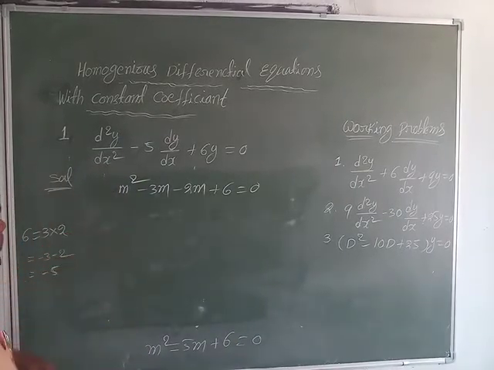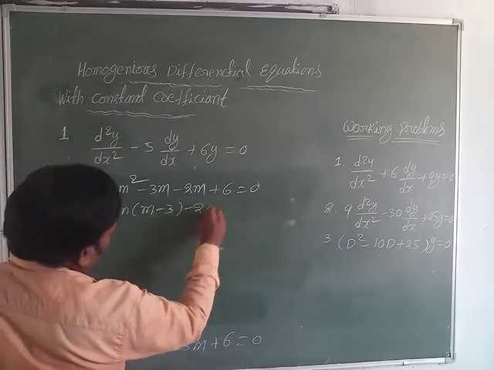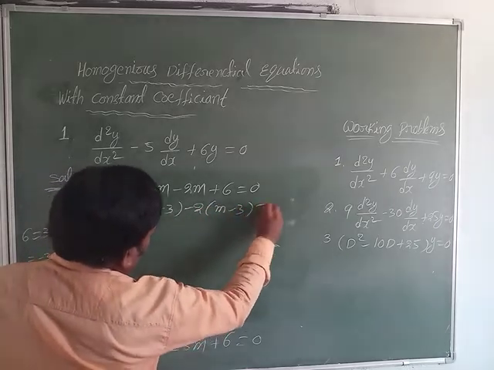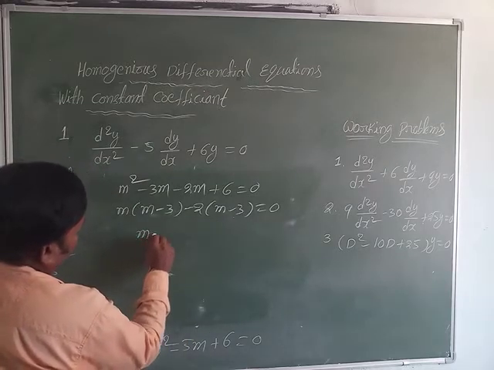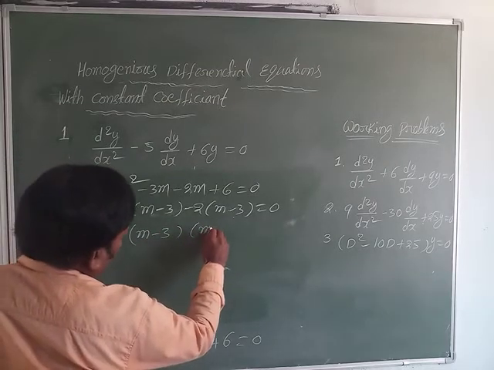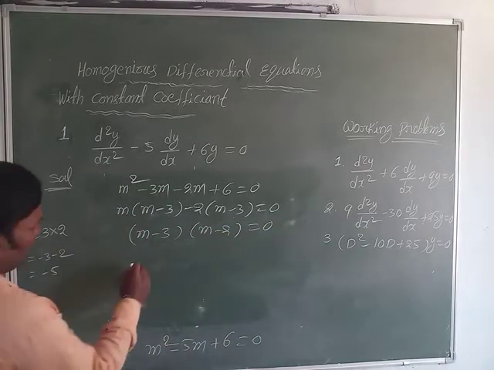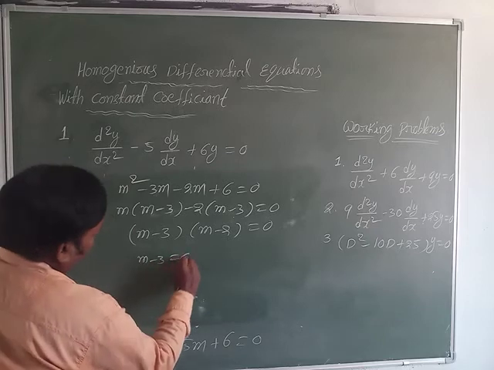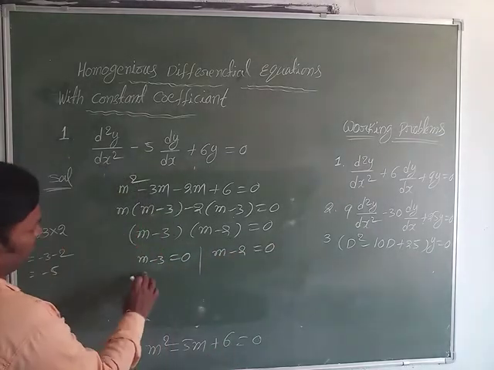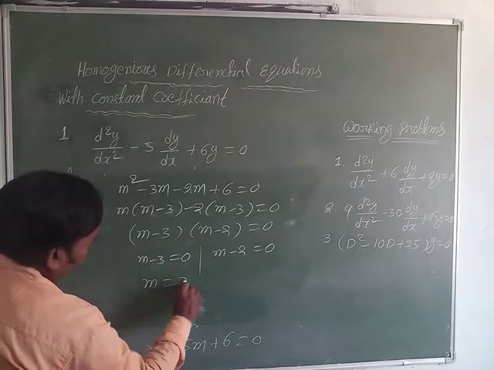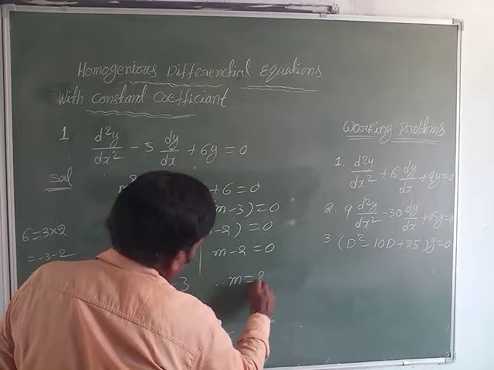Here m is common: m into (m minus 3), again minus 2 common: minus 2 into (m minus 3) equal to 0. So m minus 3 is common: (m minus 3) into (m minus 2) equal to 0. There are two values of m. Either m minus 3 equal to 0 or m minus 2 equal to 0. If m minus 3 equal to 0, therefore m is equal to 3. If m minus 2 equal to 0, therefore m is equal to 2.